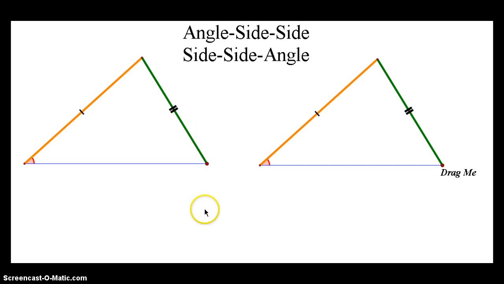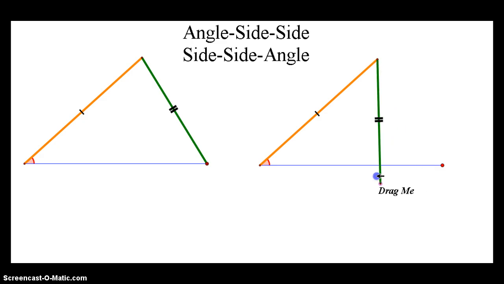Now, if it's truly a way to prove congruence, there is no other way that we can sketch a triangle with those same dimensions and come up with a different triangle, meaning that they should always be the same without changing the angle, side, or side that are already marked. Well, watch what happens. If I take this point, conveniently marked as drag me, I'm not changing the length of that green side. I merely just dragged it over.